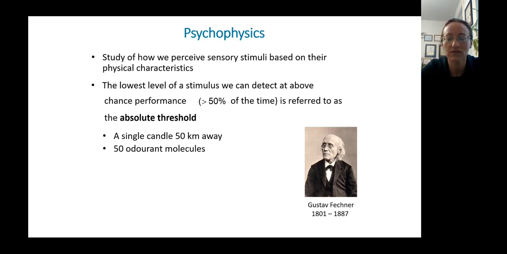And there's different absolute thresholds for different senses. For you to be able to smell something about half the time that it's presented, there needs to be 50 odorant molecules. And for you to be able to perceive that there's a light out there about half the time that it's shown, if that were a candle, it could be as far as 50 kilometers away, which shows that your vision is really sensitive.